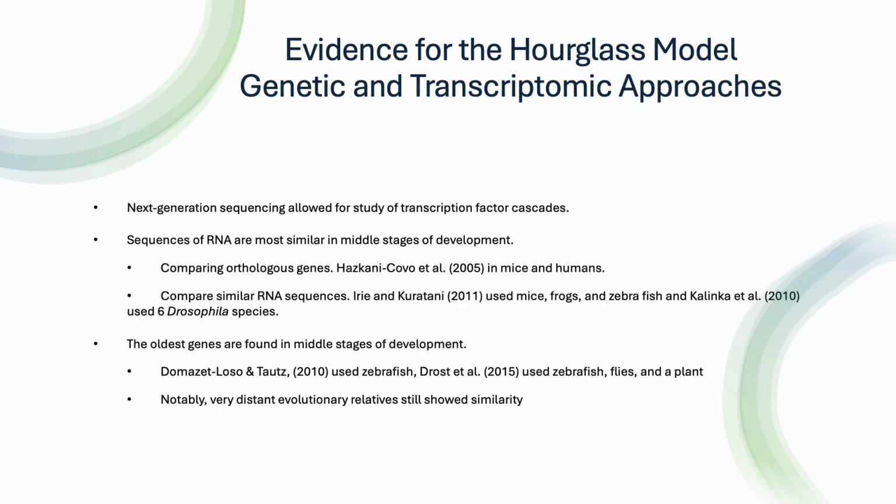Another important advancement in the hourglass model was the invention of next-generation sequencing. The developmental process is marked by an abundance of transcription factor cascades. These cascades occur when the activation of one or a few genes begins a chain of events that results in the expression of many genes. For example, Hox genes encode transcription factors that induce the expression of other transcription factors, inducing yet more genes in a cascade comprised of multiple levels of induction.